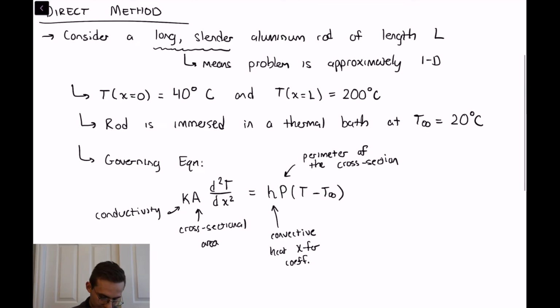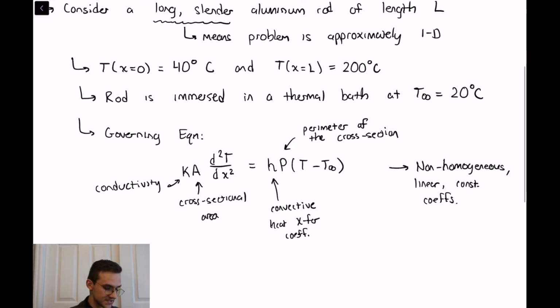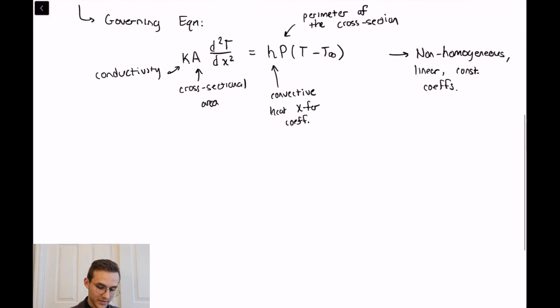So what we're left with here is a non-homogeneous linear equation with constant coefficients to boot. So if we wanted to, we could actually solve this fairly easily. But we're going to use it as a model problem to discuss the direct method for solving boundary value problems.